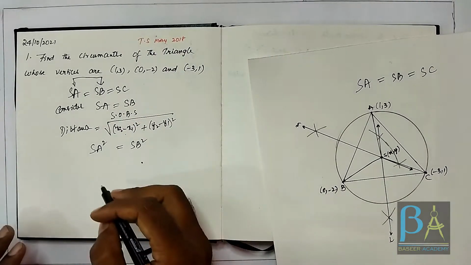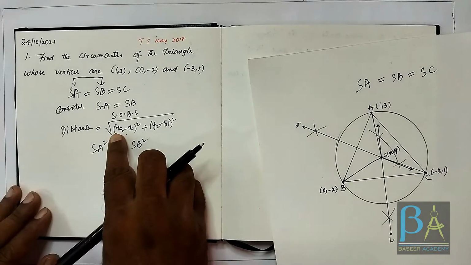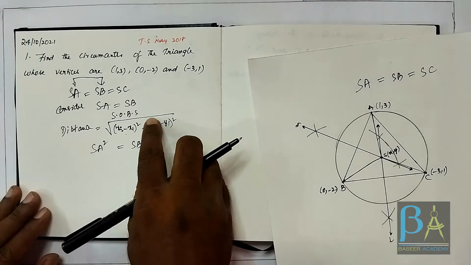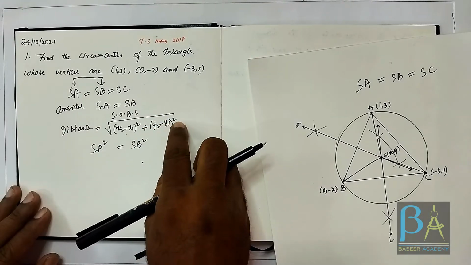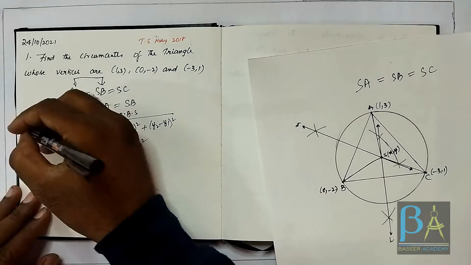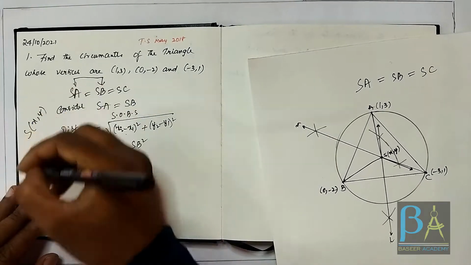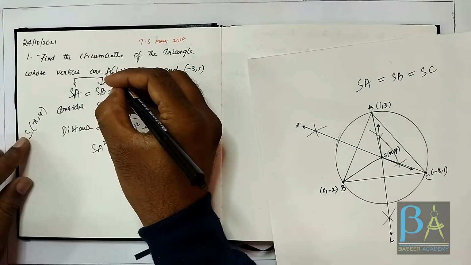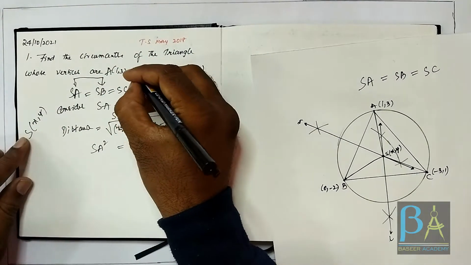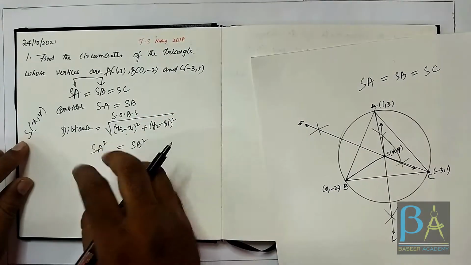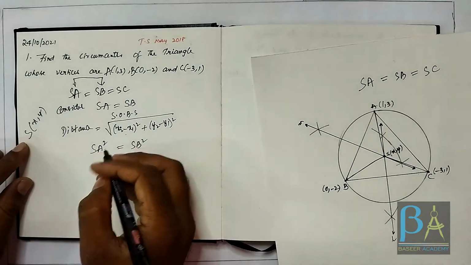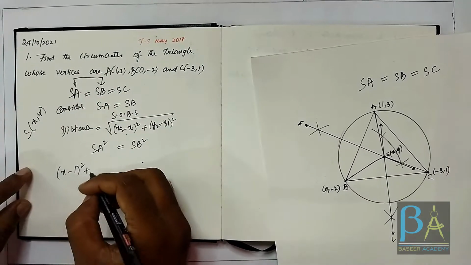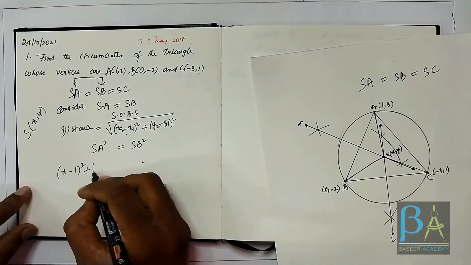Now let me find out what SA square is. In the distance formula you are subtracting the x coordinates and then squaring them. Likewise, you are subtracting the y coordinates and then squaring it. I'll do the same thing here. The coordinates of S are (x, y), which I assumed here. So the distance from S to a point A, let us name this as A, let us name this as B, and let us name this as C. The distance SA square is going to be (x minus 1) whole square plus (y minus 3) whole square.